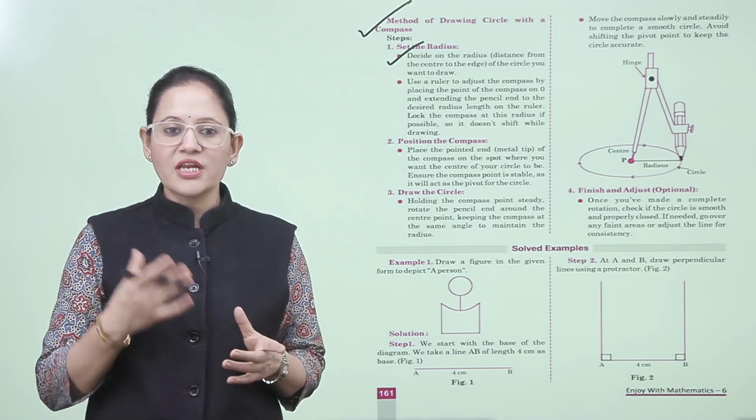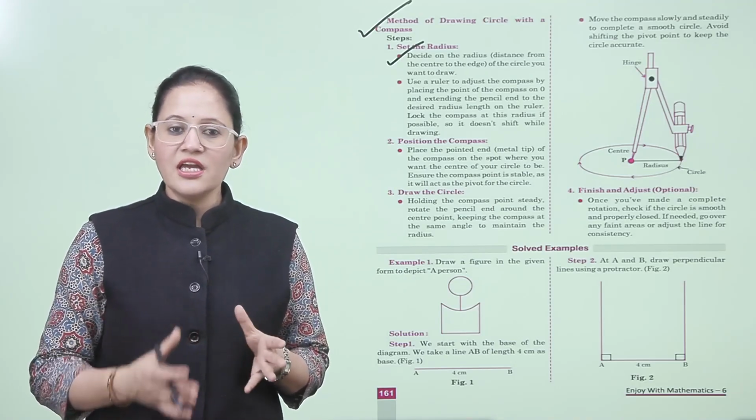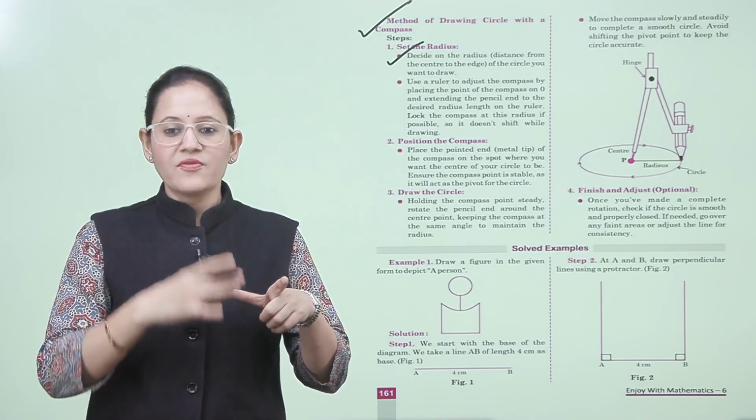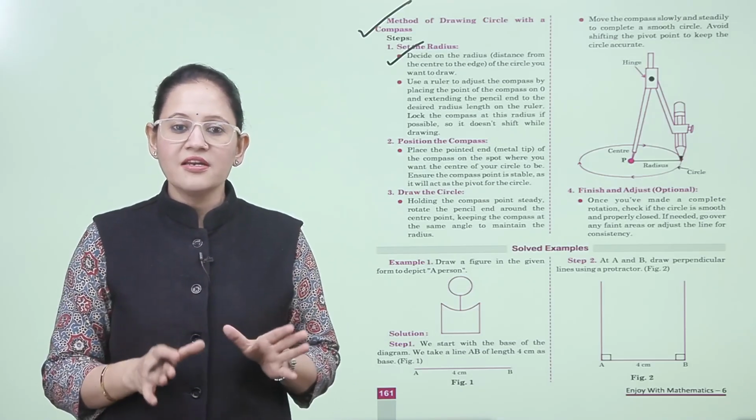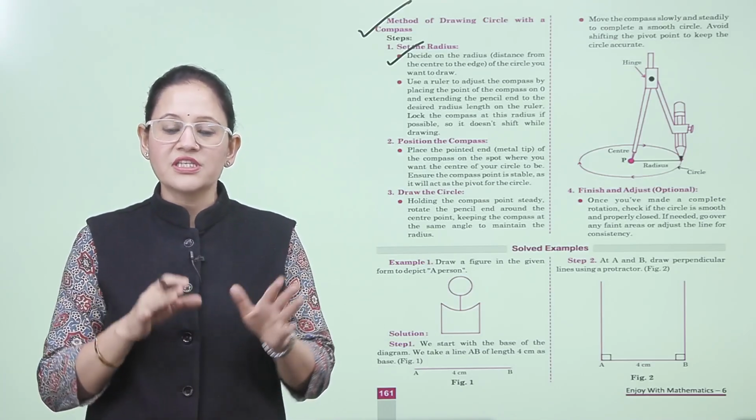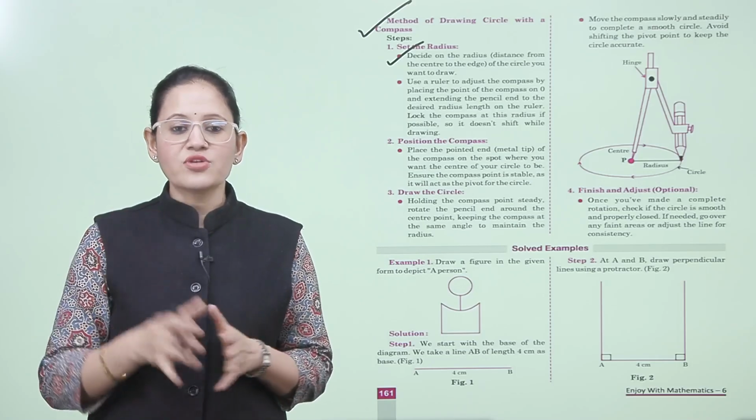So, first whatever radius we want to take, we'll measure that distance on the ruler with the help of the compass, and then we will not move the compass. The end should not move, the distance should not change, that we have to keep in mind.